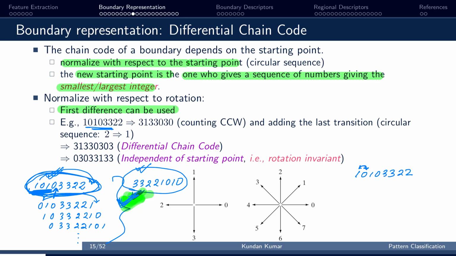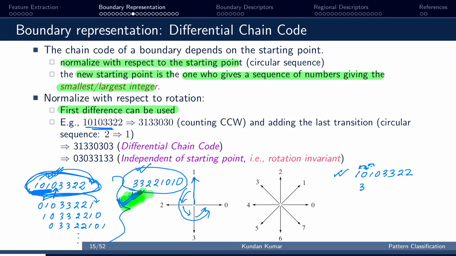Here, we are dealing with the 4 directional chain code, because the highest number is 3. So this is 1 and we are moving to 0. Here we have to move in the anti-clockwise direction. How many steps are we taking? 1, 2 and 3. So the difference between 1 and 0 is 3. This is the first difference between 1 and 0.